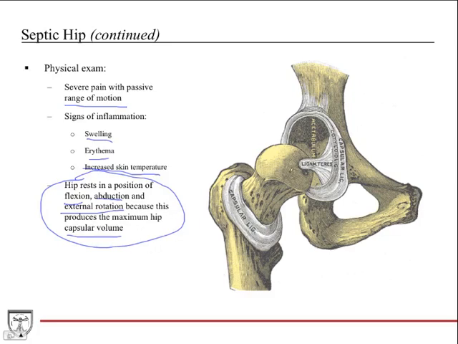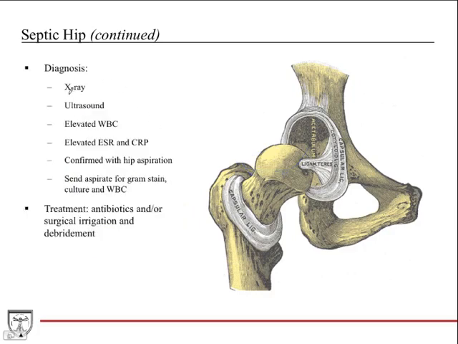And by doing that, it helps essentially pull the hip out this way, and then reduces any kind of friction or contact, and thus reduces the pain that the patient would experience as a result of this. So it's a relief mechanism. Diagnosis: so you're going to do an x-ray, ultrasound will show it to you.